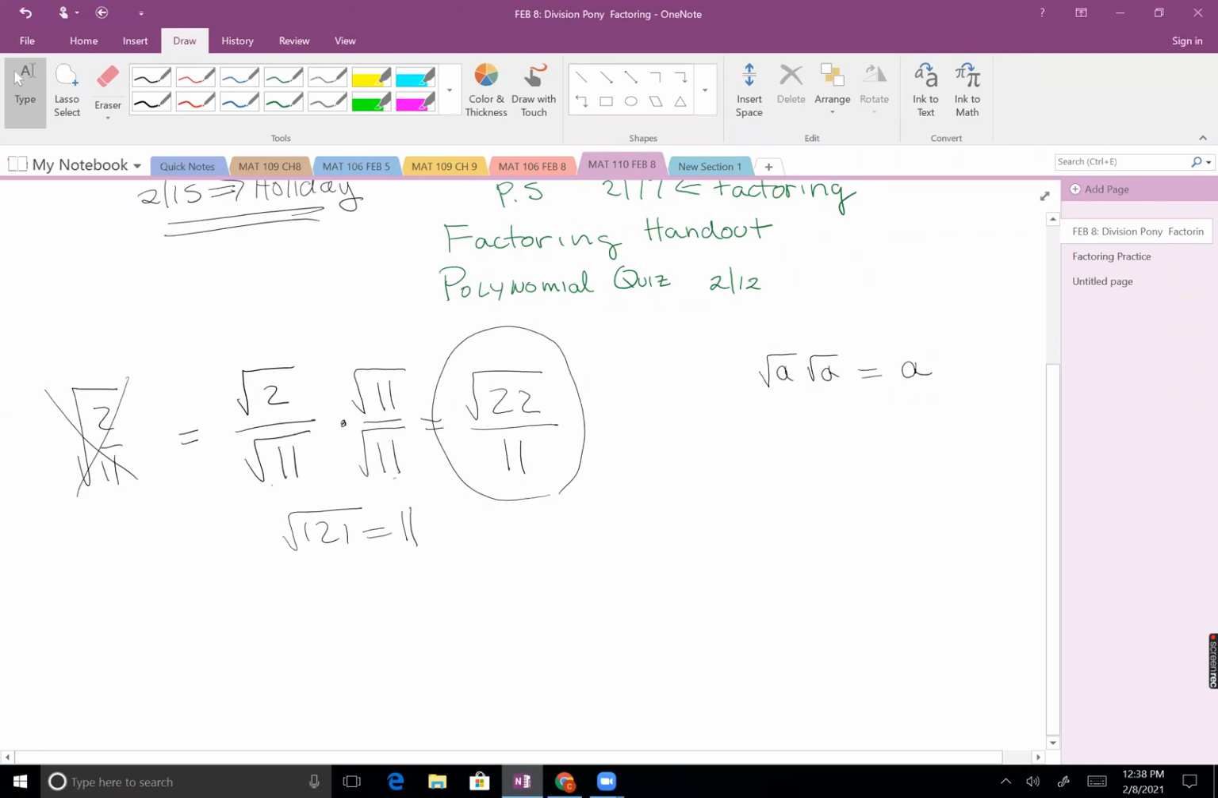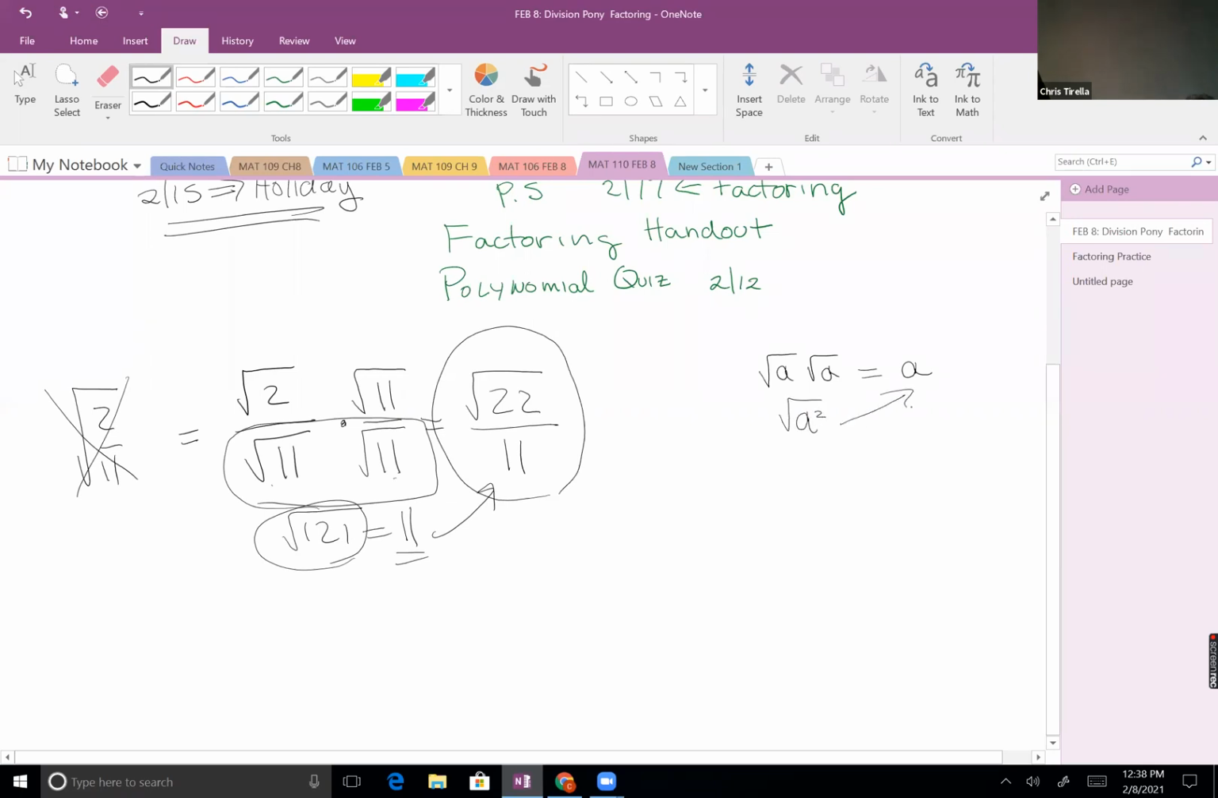How'd you get 11? Like, why did the square root of 11 turn into just 11? Because when I take the square root of 11 and multiply it by the square root of 11, technically 11 times 11 is 121, and its square root is 11. Or in general, when I take the square root of something and multiply it by itself, when I take the square root of that quantity squared, it always just gives me what's under the radical.